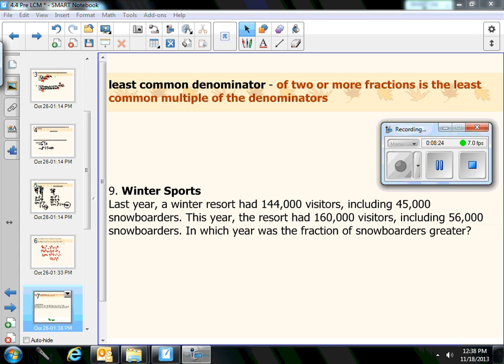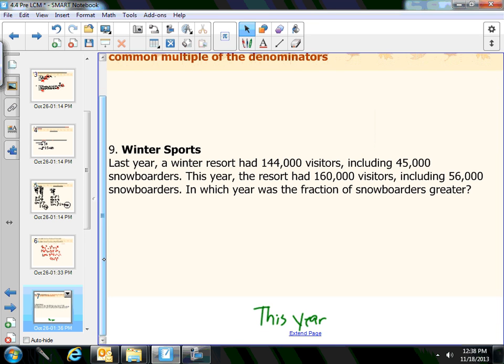Last year, a winter resort had 144,000 visitors, including 45,000 snowboarders. This year, the resort had 160,000 visitors, including 56,000 snowboarders. In which year was the fraction of the snowboarders greatest? So in this word problem, we're going to determine which is greater by putting them in fraction form and simplest form.